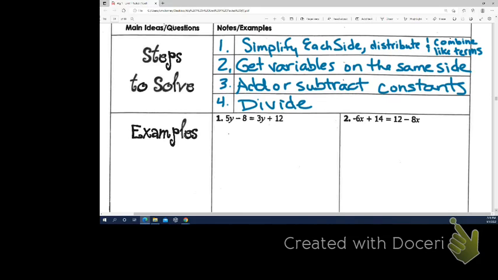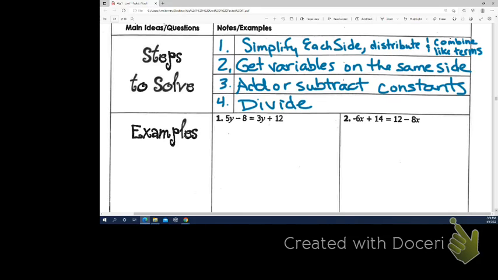All right, welcome to what is page 21 in my notes. You're going to see there is an extra step squeezed in here that says get variables on the same side. Otherwise, step 1, 3, and 4 is basically the same as it was on the other side of the page. Except notice I say simplify each side because we might need to simplify on the left and the right, or just one, or sometimes neither.